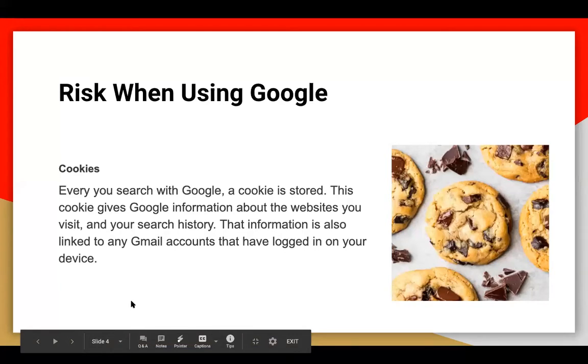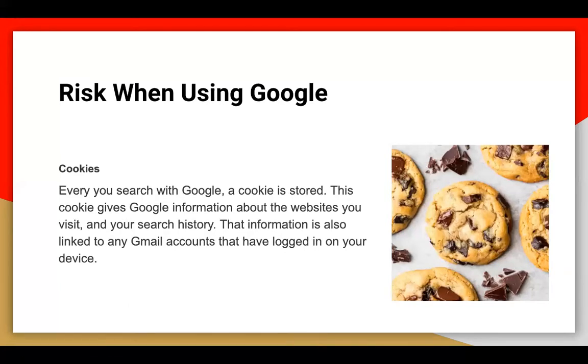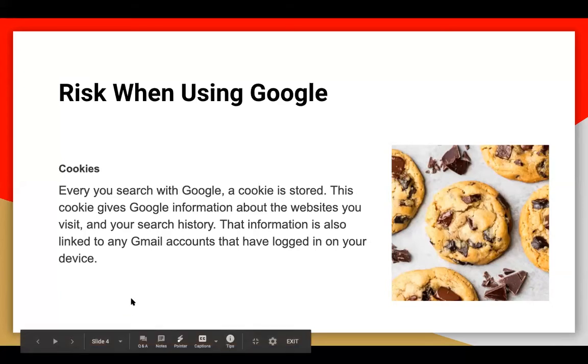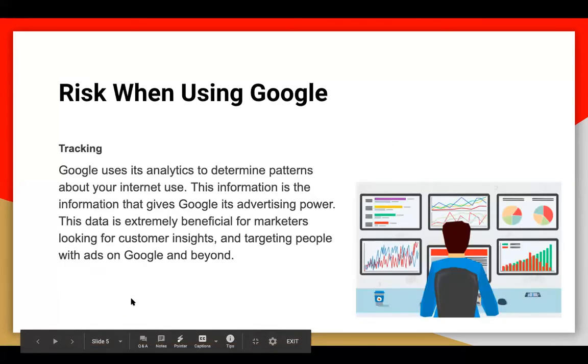Every Google search you do is stored in a cookie. This cookie gives Google information about the websites you visit in your search history. That information is also linked to any Gmail accounts that you have logged in on your device. Cookies are just small files of data which just stores some of the things that you do on your Google account.